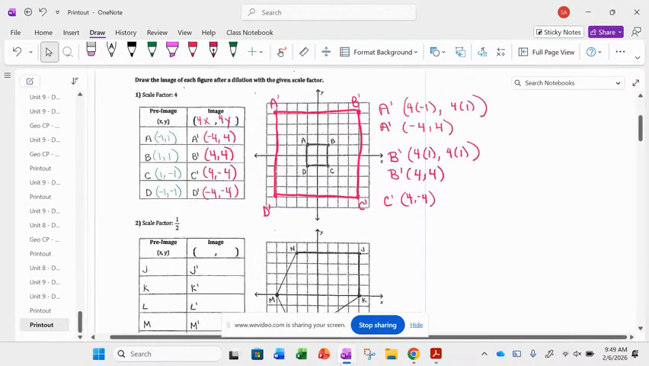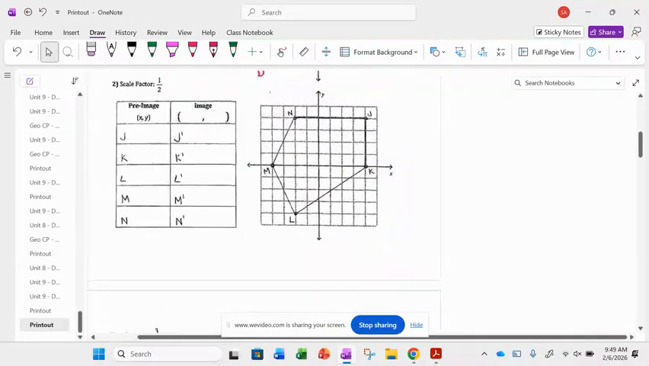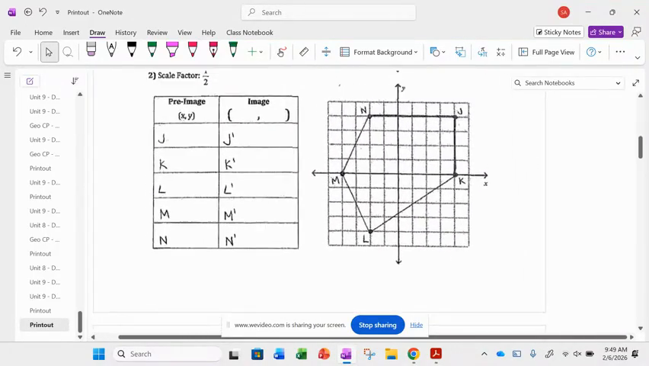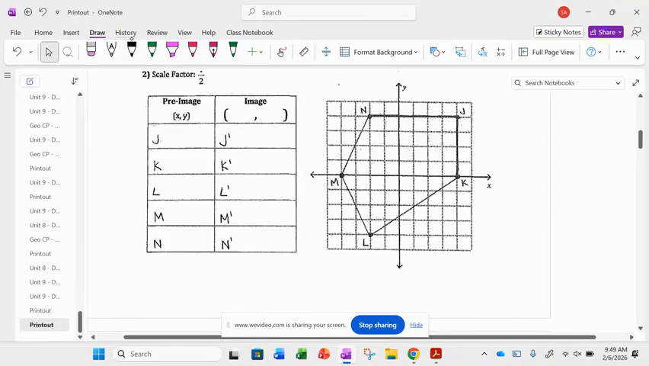Okay, so this is where we enlarged a figure. Now I'm going to show you what happens when we shrink or reduce an image. Let's go through and write out all of our pre-image coordinates.